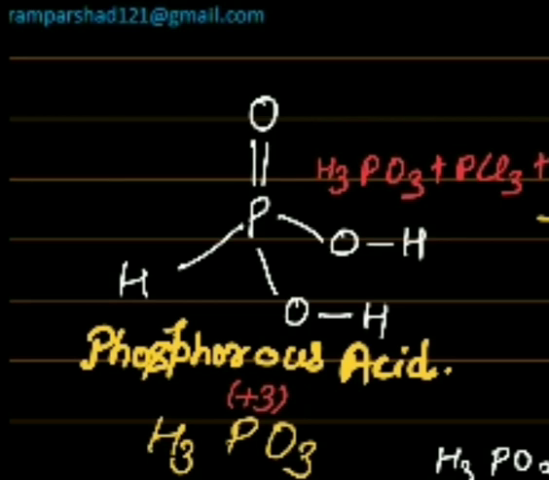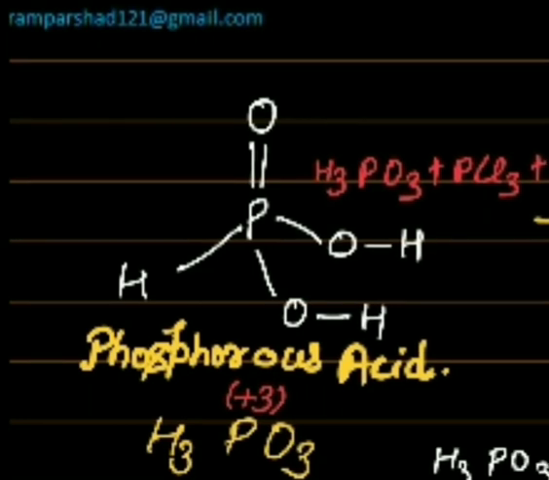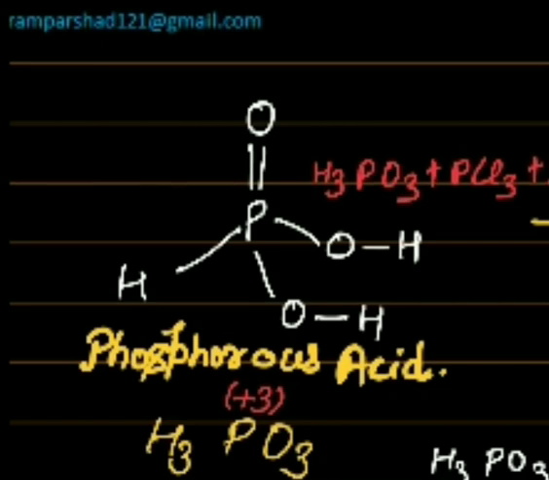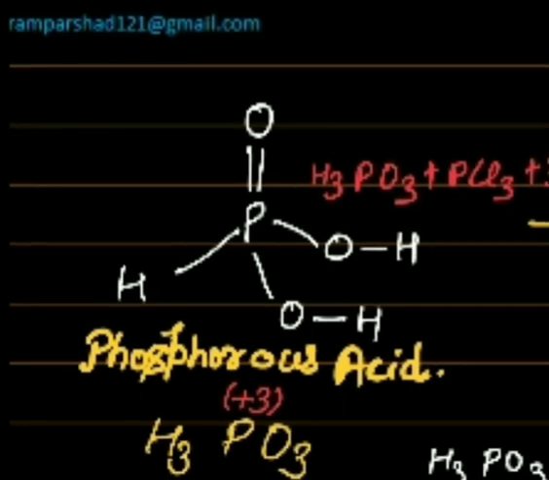So after this, let us come to the structure of the orthophosphorus acid. So in the structure we can see here that phosphorus is the central atom, in which a phosphorus double bond oxygen is pre-decided and one phosphorus single bond OH is further pre-decided. So in this way three bonds are pre-decided.